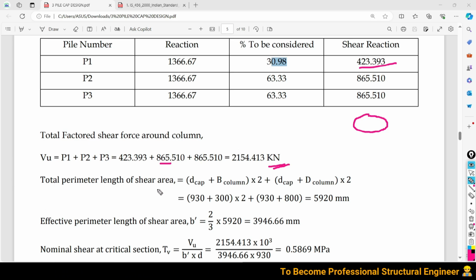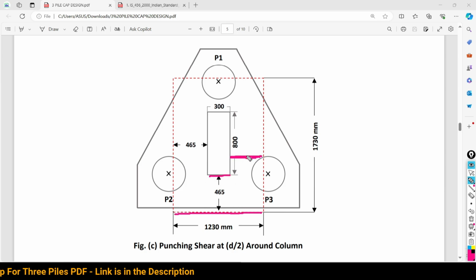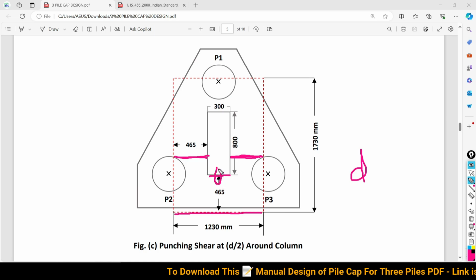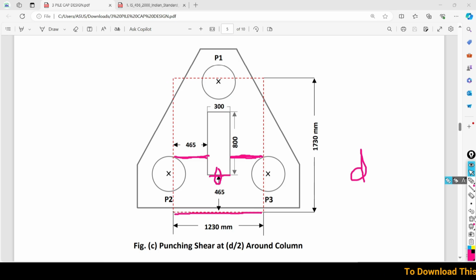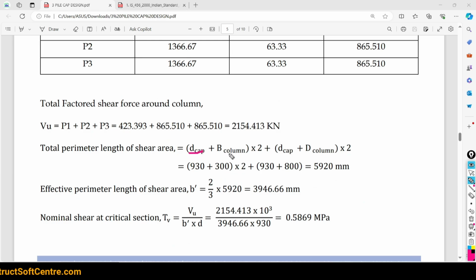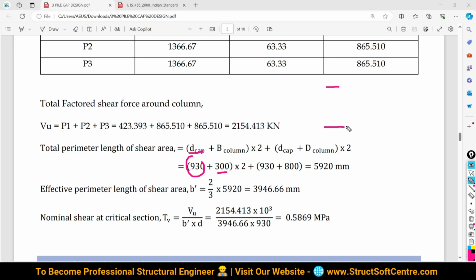Now, the total perimeter length of the shear area. How can you calculate it? For this side, it is the width of the column plus half of the depth of the pile cap, and here also half of the depth of the pile cap. Combined, this becomes the depth of the pile cap plus the width of the column. This is one side, and you have to multiply it by 2 to count the other side also. So depth of the cap 930 plus width of the column 300, multiplied by 2 to consider both sides, top and bottom.